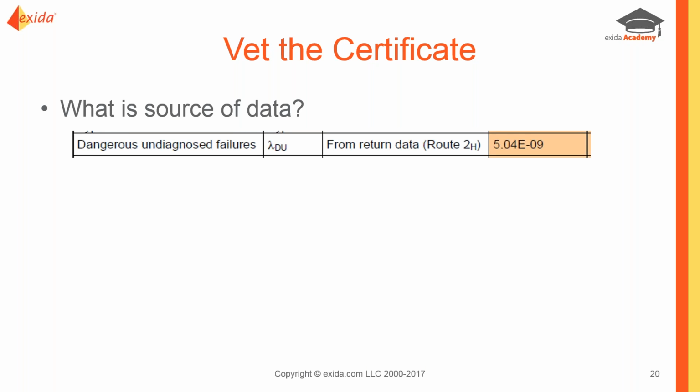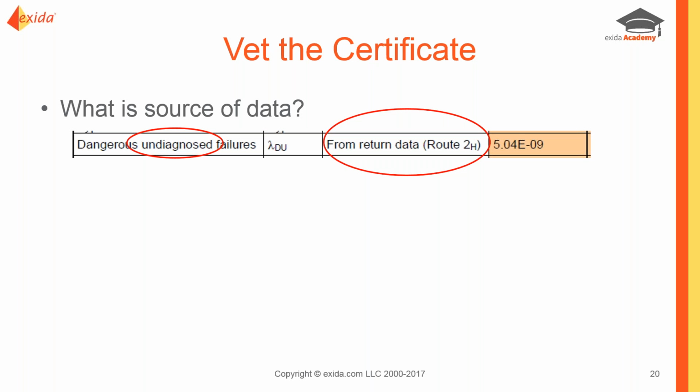When we're looking at the certificate, okay, maybe we found all these other things are there. When we look at the source of the data, the methodology we discussed for doing the verification calculations, there is a term in there, lambda DU, which stands for lambda dangerous undetected failures. There's a couple flags on this particular line item. Note they say dangerous undiagnosed failures, so you really have to understand what the developer of the certificate is lumping into that lambda DU number.